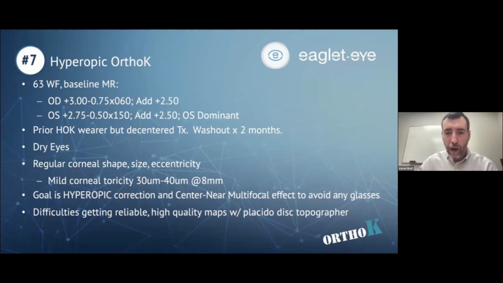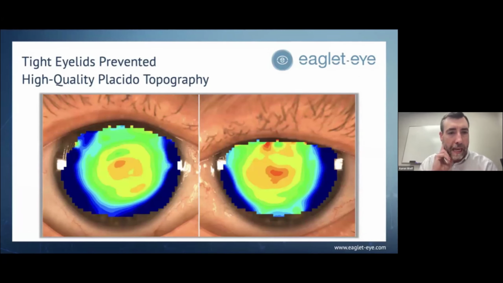What we found when we started the process was we had a harder time getting good quality maps than we initially anticipated with traditional corneal topography. This is an example of the corneal topography that we were getting. The eyelids, what I did not anticipate was essentially just how tight and small that palpebral fissure was. Okay, well, although these would be certainly maybe an adequate map for the right eye, the left eye really just wasn't very good.